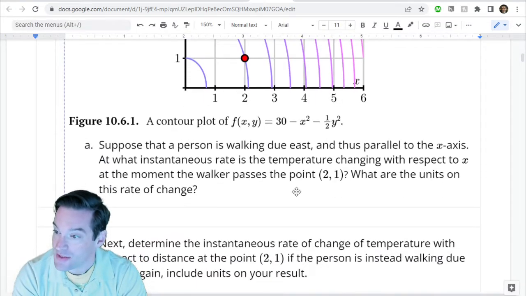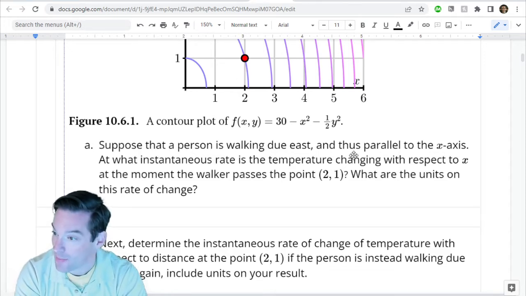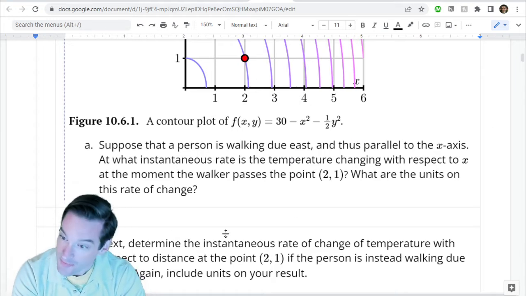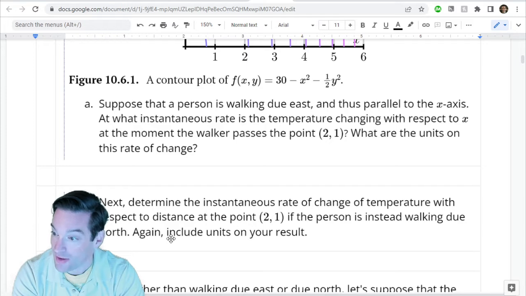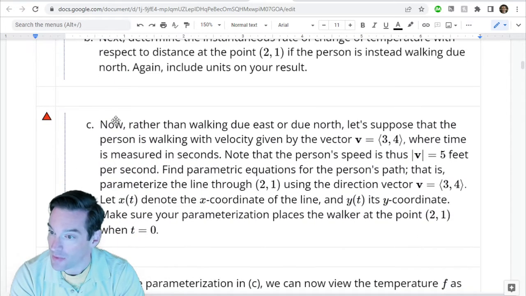Quantify the instantaneous rate of change of temperature. If this function represents temperature, what's the instantaneous rate of change of the temperature with respect to x, as we're walking to the east? And part B is what's the instantaneous rate of change if we're walking to the north. And then part C is going to give us a direction in between.